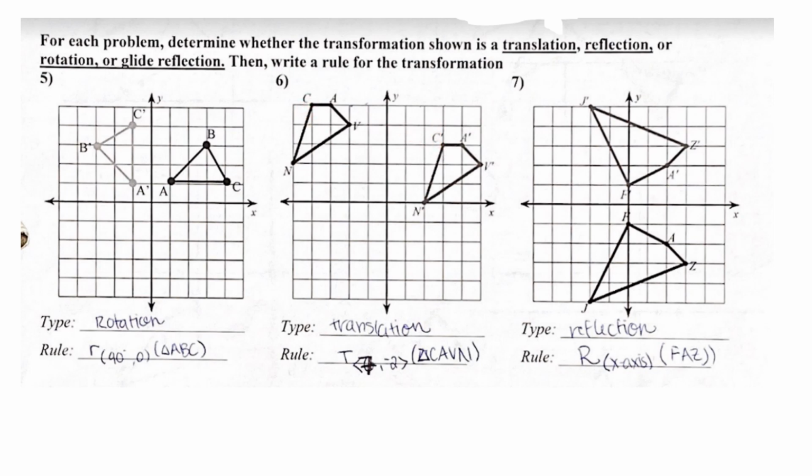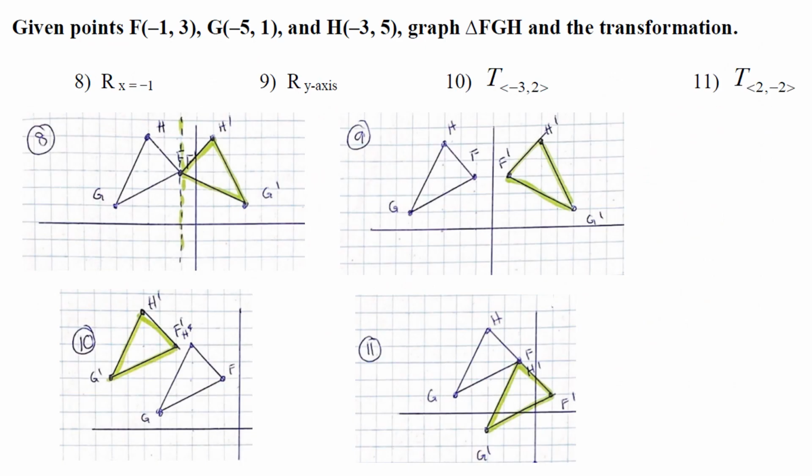So translation. 7 is a reflection, and I just said that we're reflecting across the x-axis, but you could also call that line y equals 0. 8 through 11 was giving us these 3 points and asking us to just do the transformation. So we've got some reflections and some translations here.